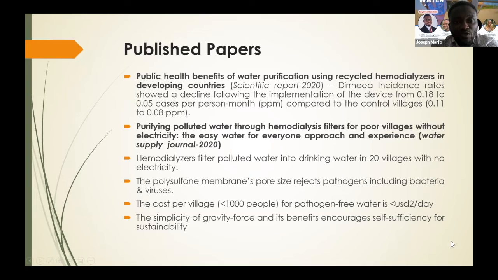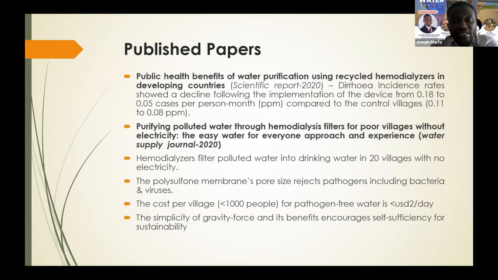The second paper that was published in the same year in Water Supply Journal was entitled Purifying Polluted Water Through Hemodialysis Filters for Poor Villages Without Electricity, the Easy Water for Everyone approach and experience. With this particular study, we sought to establish the processes that Easy Water uses in going about its operations. That's by first identifying communities, and then secondly, we implement our hemodialyzer filtration system.